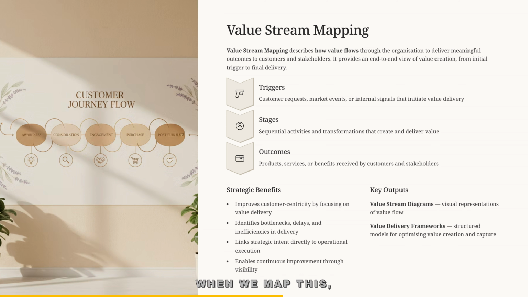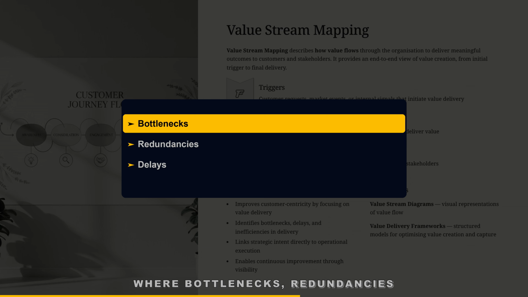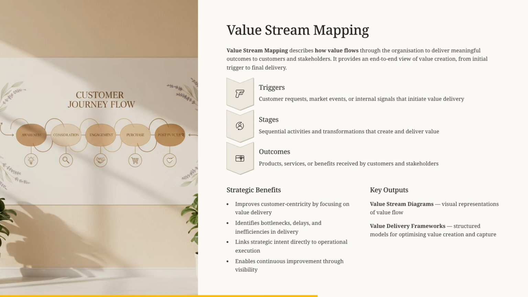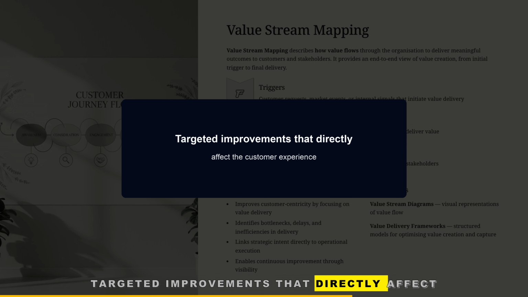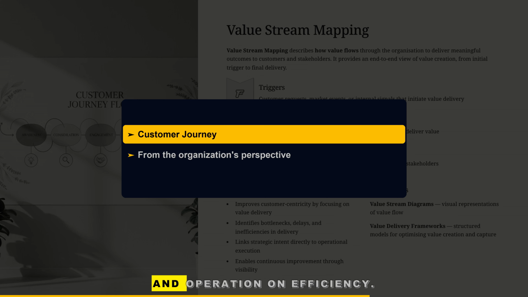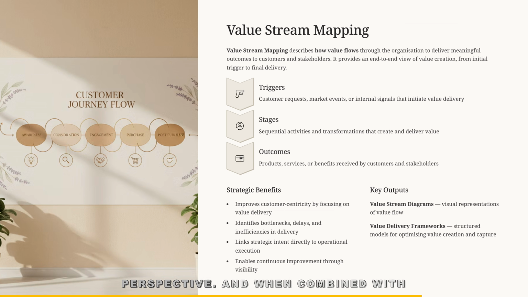When we map this, we can see exactly where bottlenecks, redundancies, or delays occur. The benefit? Leaders can make targeted improvements that directly affect the customer experience and operational efficiency. You can think of a value stream as a customer journey from the organization's perspective.